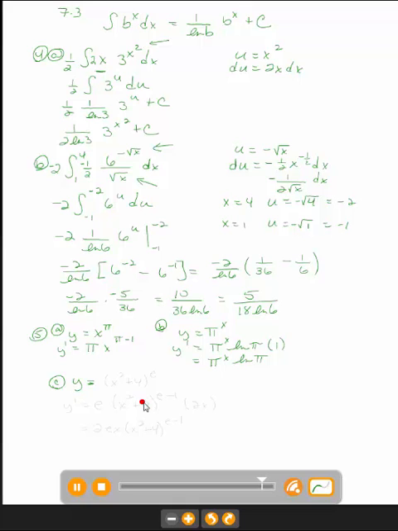So now I'm doing y equals x squared plus 4 to the e. Again, e is a number, so I pull the e in front, this junk, to the 1 less power, but then times the derivative of the junk. So if I clean that up, it would be 2e times x squared plus 4 to the e minus 1.